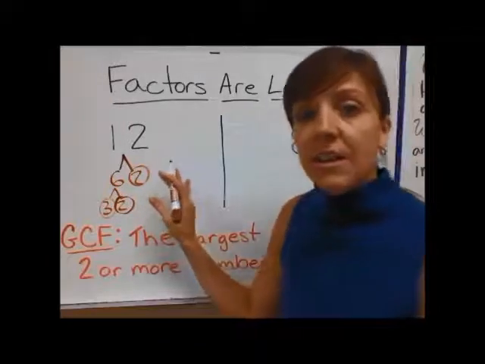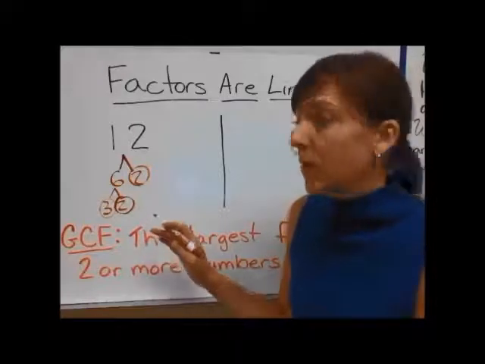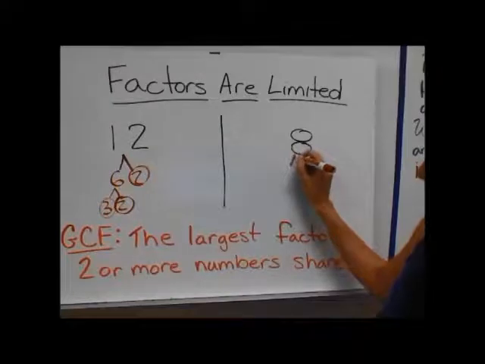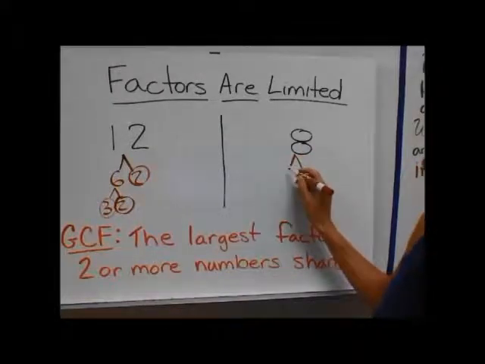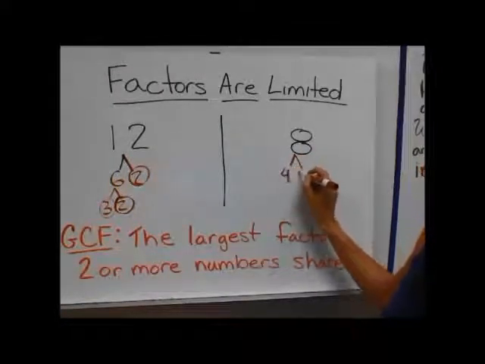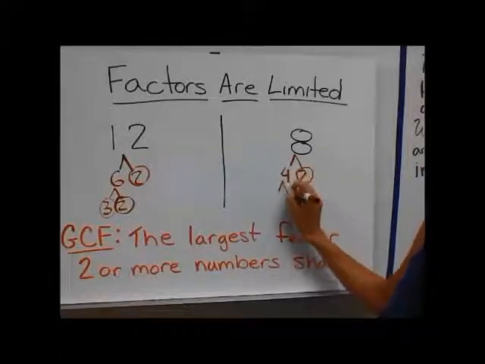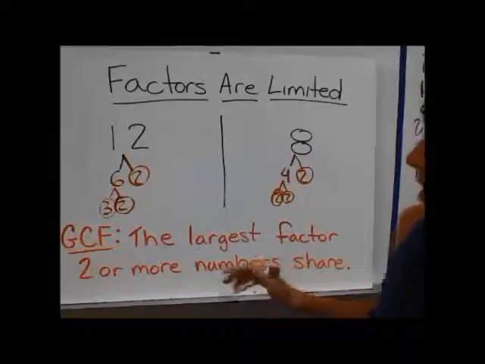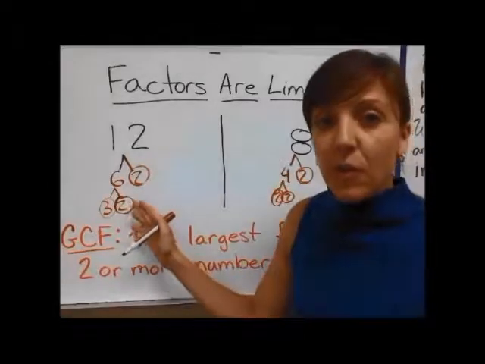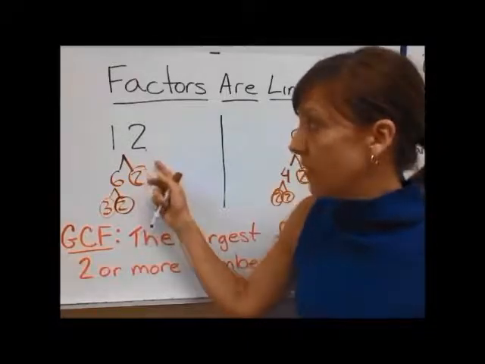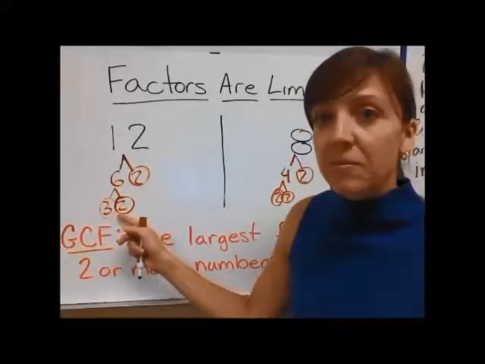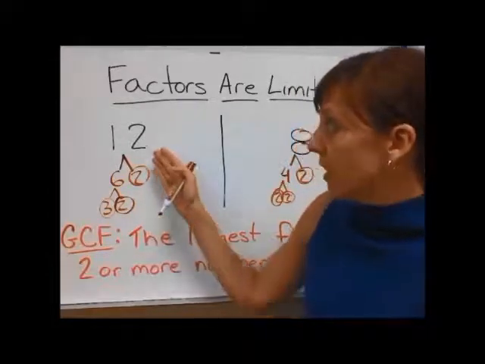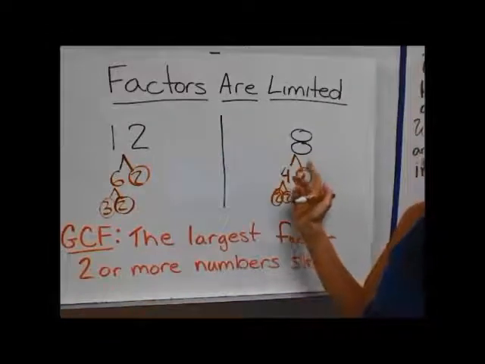A factor tree can help us find the greatest common factor of a number, or the largest factor of a number. Here's 8, and I'm going to break 8 down into 4 and 2, and then I'm going to break the 4 down into 2 and 2. Now these are just a few of the factors, but these factors will help me find the largest factors that 12 and 8 have in common.